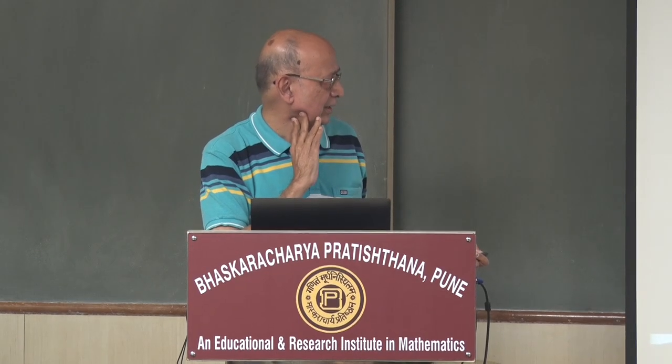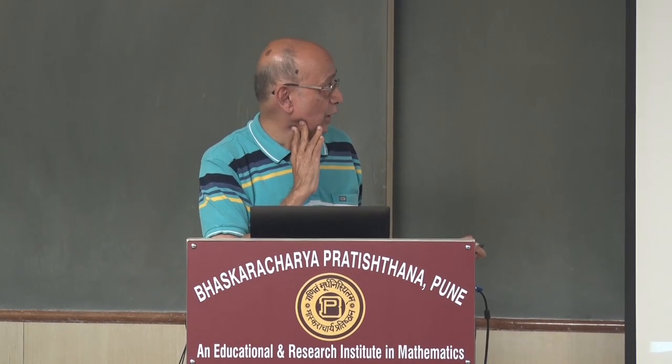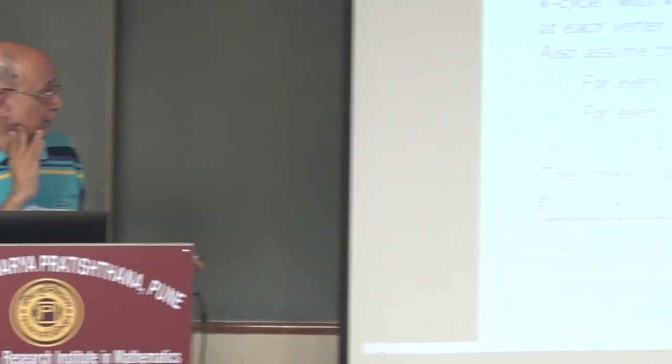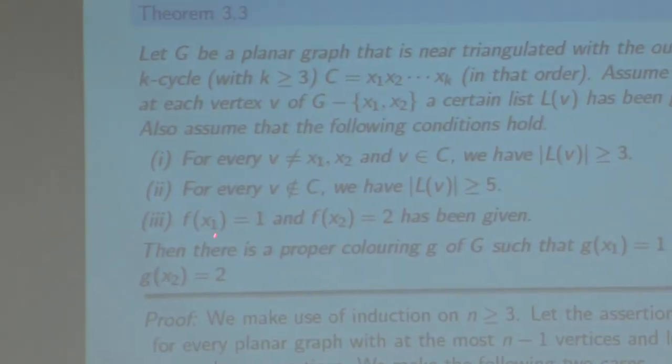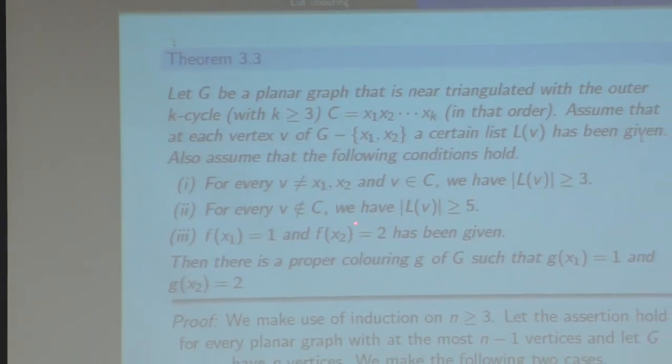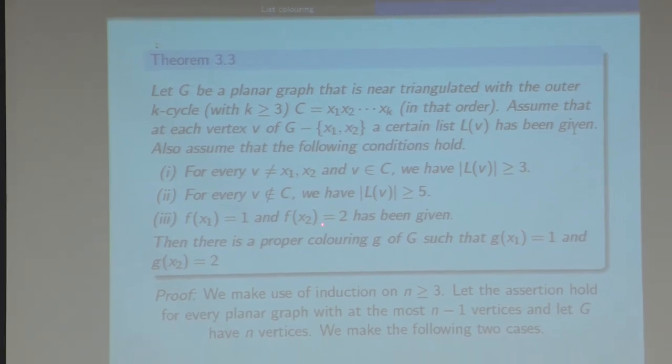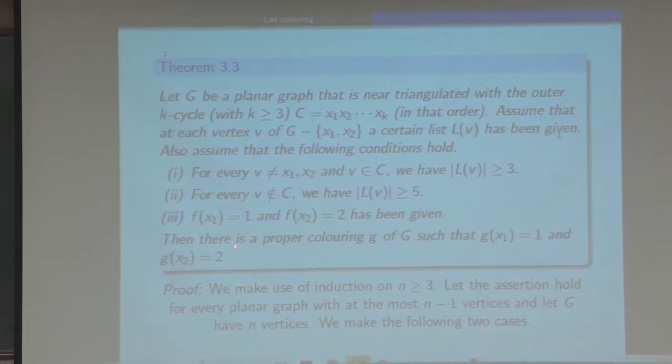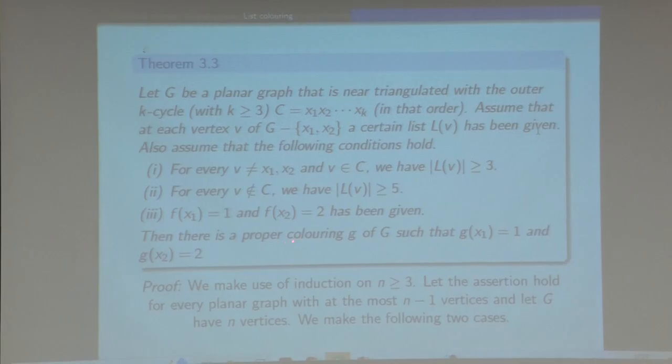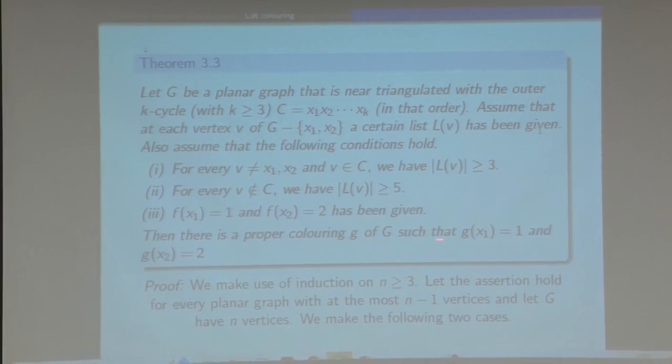The list at v has at least 3 colors. For every v which is not on the outer cycle, there are at least 5 colors available. At x1 you already fixed the color 1, at x2 you fix the color 2. Then what this is saying is this can be extended to a proper coloring such that g of x1 is 1 and g of x2 is 2, and at every other vertex the color that vertex gets is as per stipulation.